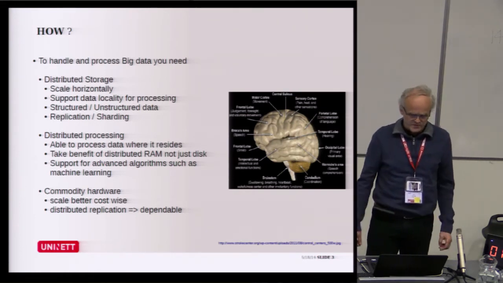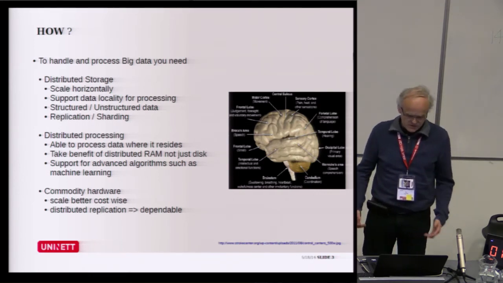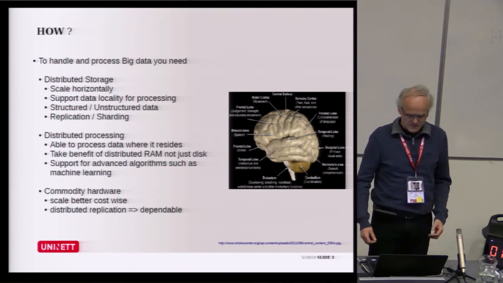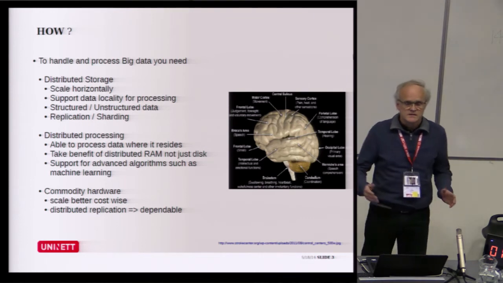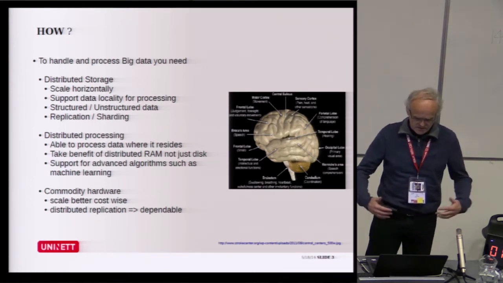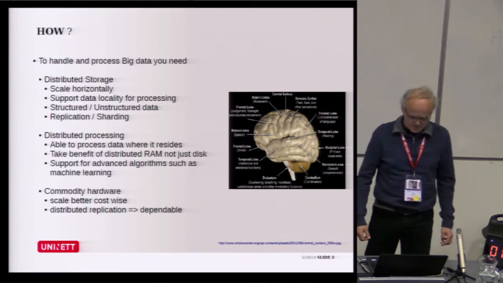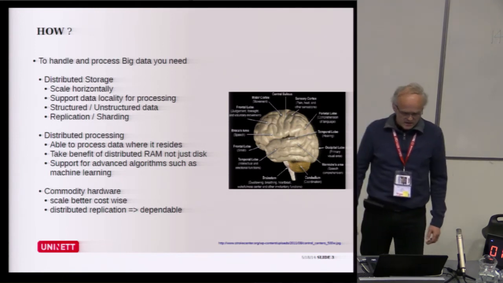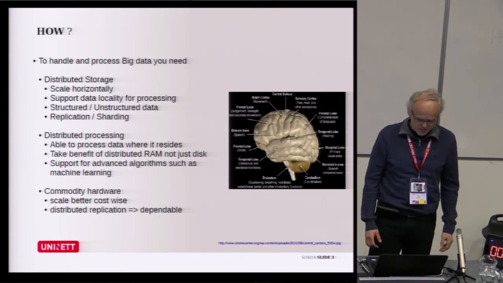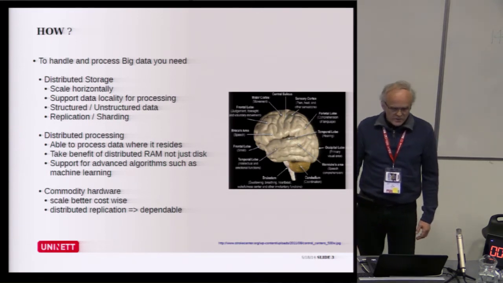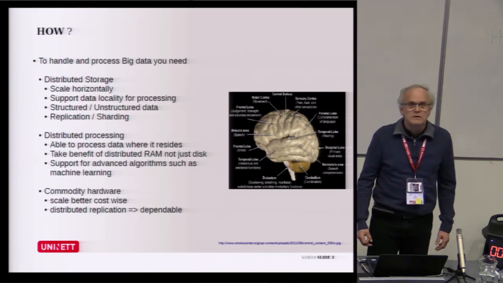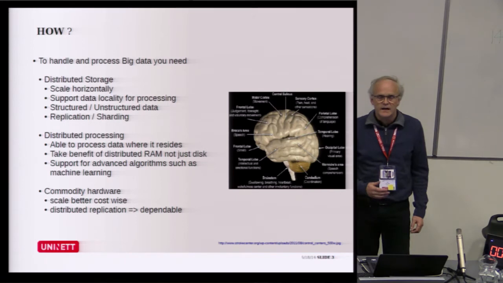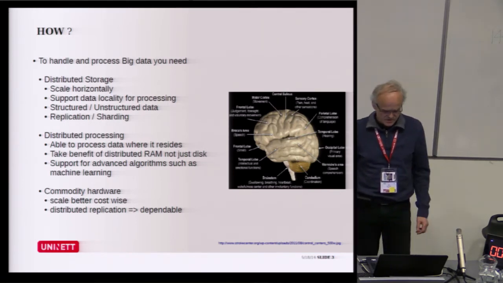And you also need support both for structured and unstructured data. Unstructured data is free text search, and replication gives us dependability, and sharding spreads data over multiple disk drives so that we get fast enough total I/O read time. The distributed processing is also essential. Of course, it's what we all talk about, but we hope then to advance this into looking more into algorithms for distributed learning, because what we're doing at the moment is actually aggregation and presentation and search.